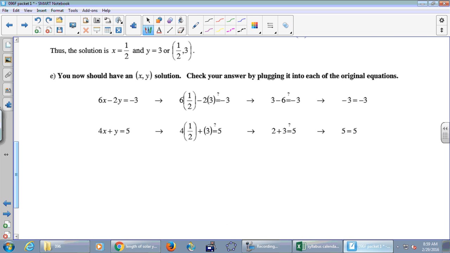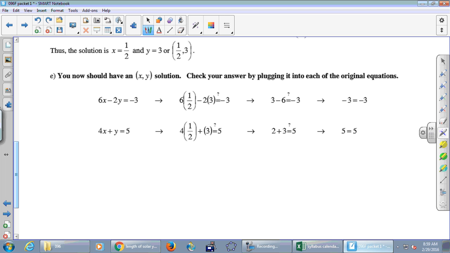X becomes 1/2, y becomes 3. 6 times 1/2 is 3, that's there. 2 times 3 is 6, that's there. How much is 3 minus 6? Oh good, it's -3, just like it was supposed to be.